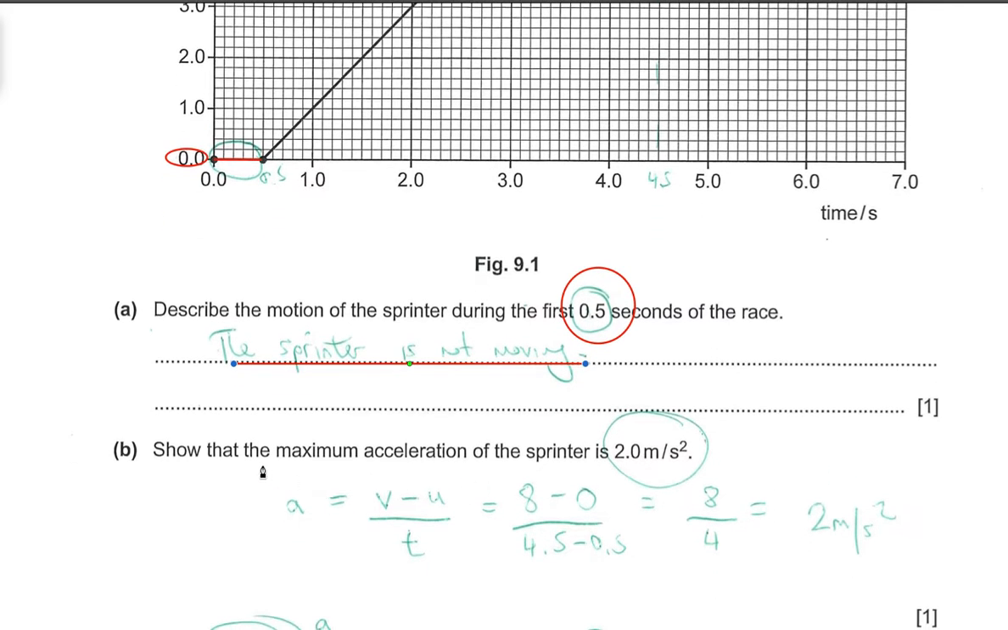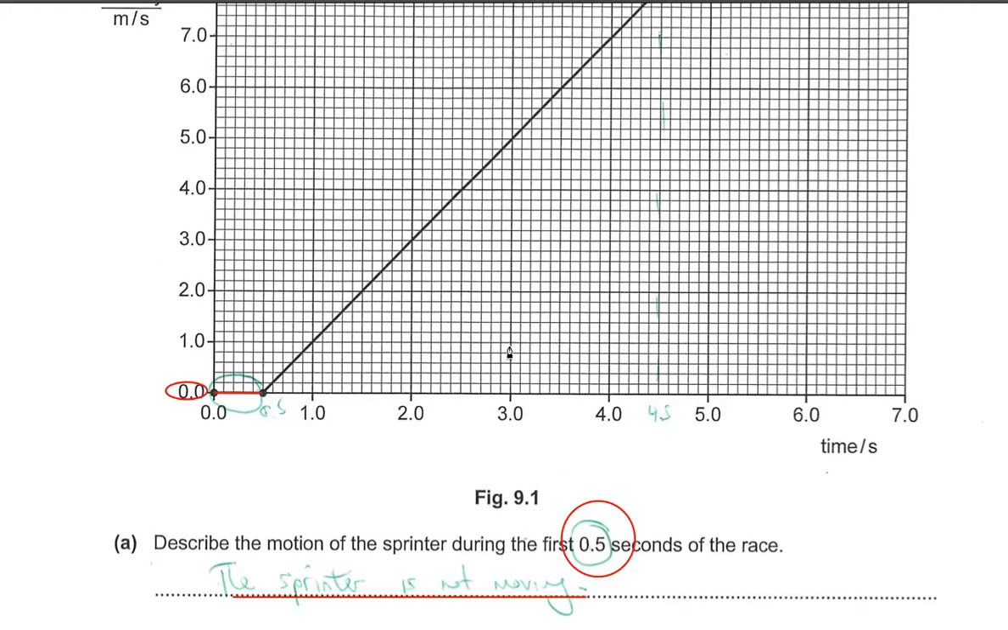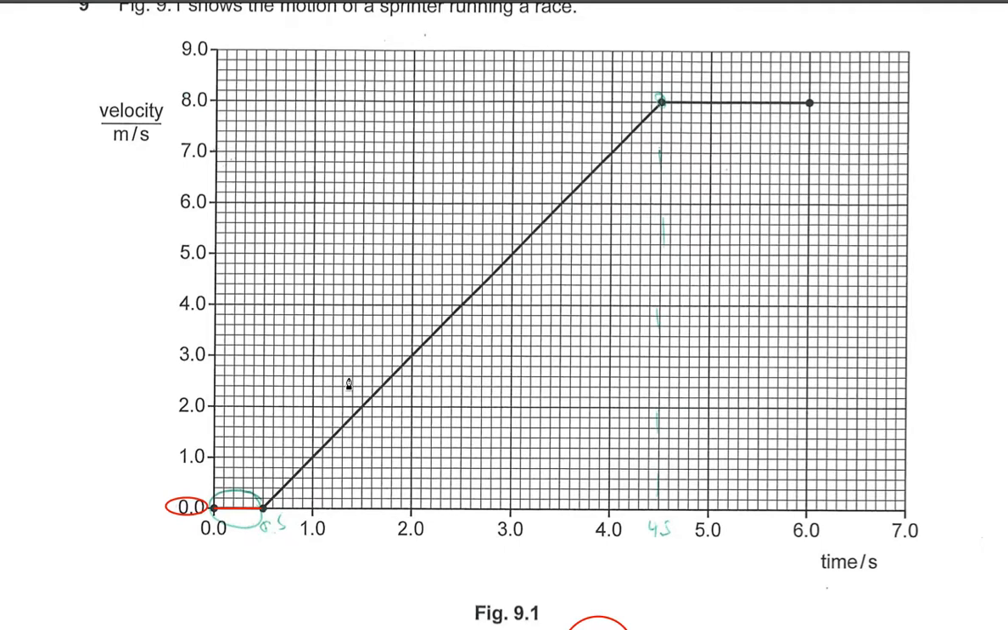We're then asked to calculate the maximum acceleration of the sprinter. Well, when is the sprinter accelerating? That's when their speed is changing. And the only time during that period is really the period from 0.5 to 4.5 seconds. This says 4.5, not 45 seconds there.